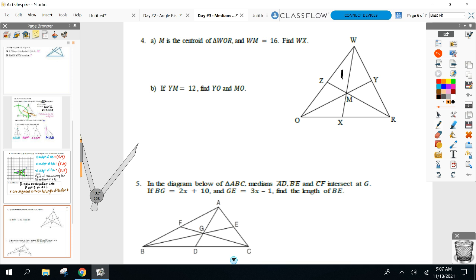WM is 16. WM has a length of 16. What's the length of WX, which is the median? Well, first of all, I can't find WX unless I know the length of XM. Remember, it breaks it up into a ratio of 2 to 1. The bigger piece is twice the smaller piece. So if this is 16, what about XM? 8. Yeah, you guys got it. So that means WX will be 24.